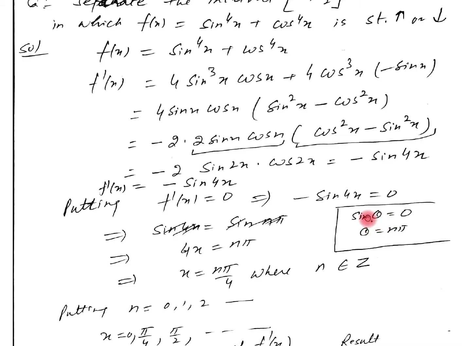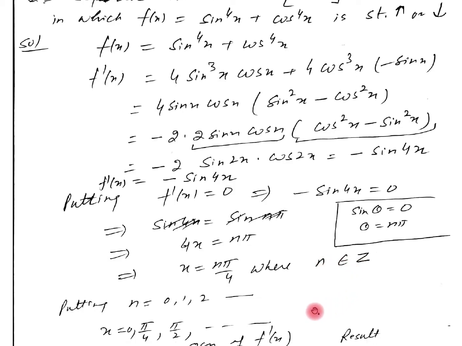Now in the 11th class we have done this result: if sine theta equal to 0, theta equal to n pi. Now I am applying this result here. Now sine 4x equal to 0. This implies 4x equal to n pi. This implies x equal to n pi by 4, where n belongs to Z.